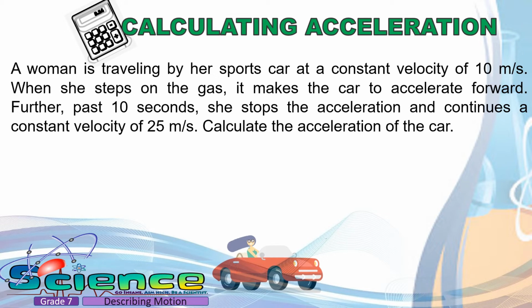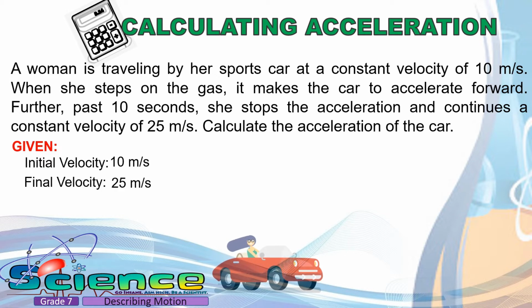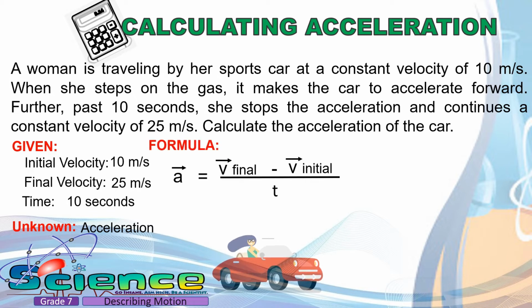To solve this, let us write all the given data first. First is the initial velocity, which is 10 meters per second. Next is the final velocity, which is 25 meters per second. And the time, which is 10 seconds. Our main goal is to find the acceleration of the woman traveling. To find this, we will use the formula of acceleration. Acceleration is equal to final velocity minus initial velocity divided by time.